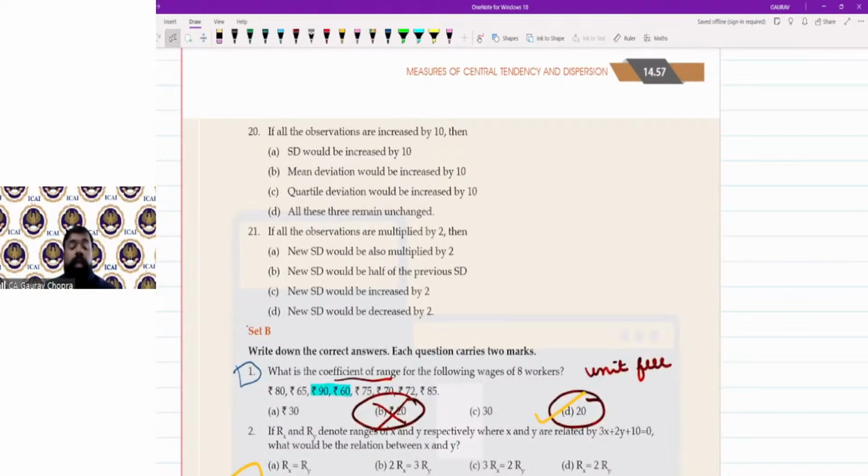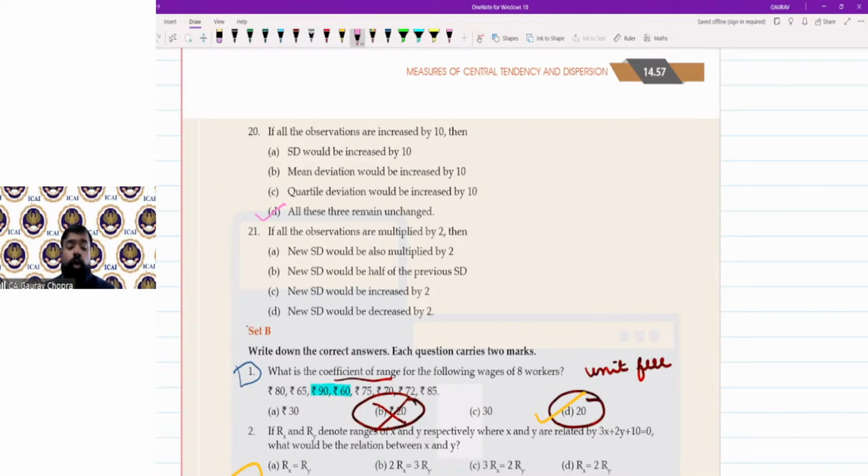20. If all the observations are increased by 10, then the standard deviation would be increased by 10 or not? No, because change of origin has no impact on measures of dispersion. So option number D will be there. All these three remain unchanged. Because observations are increased by 10, it will not affect measures of dispersion.